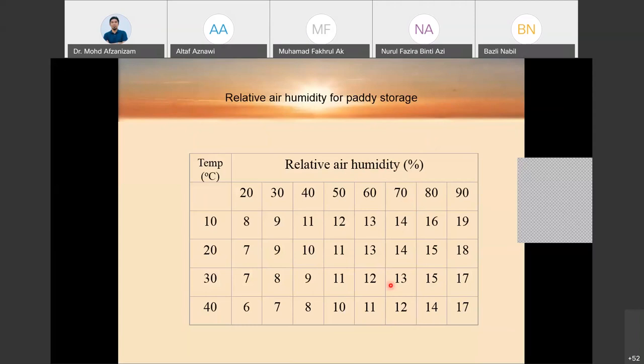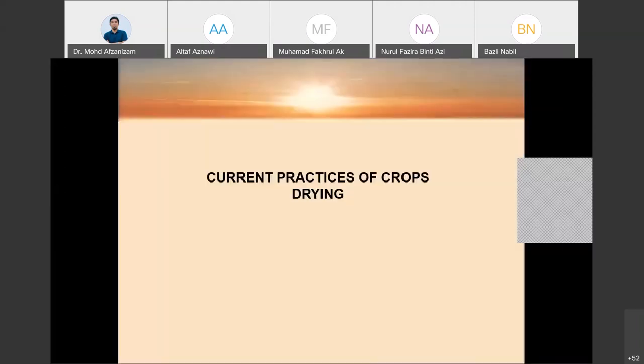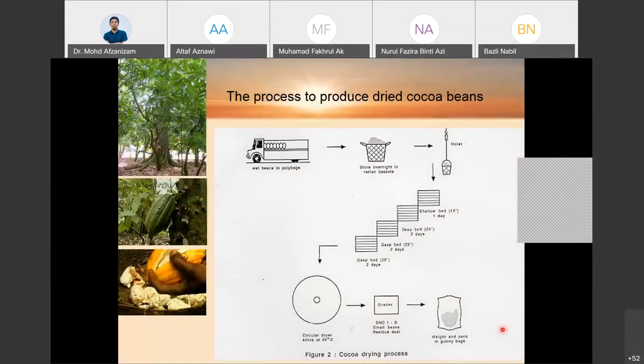Relative air humidity also, so this is the table just for the paddy storage. So, dried cocoa beans. We have a few types of agriculture product, but maybe we can focus on the dried cocoa beans. So from the tree is the cocoa, then peel off the skin and get the seed, and then go for the process.